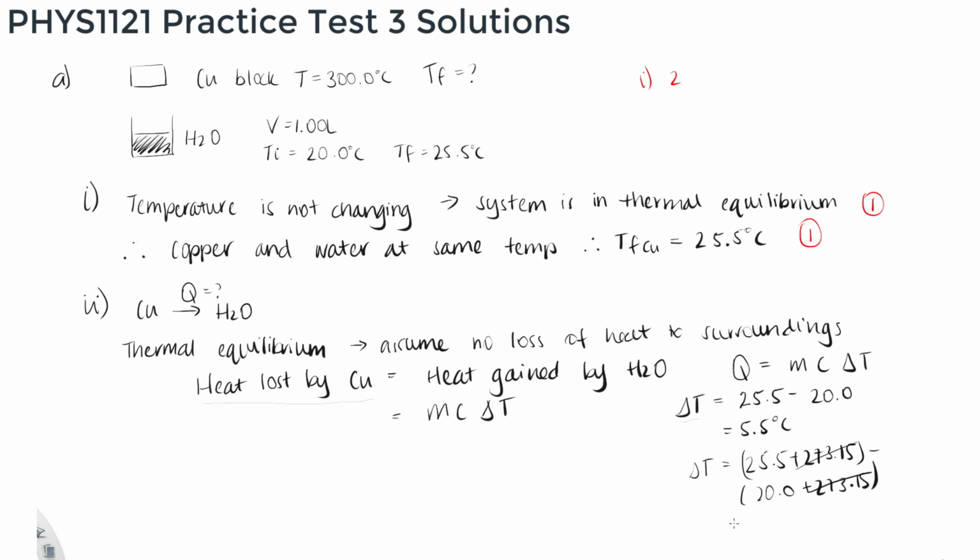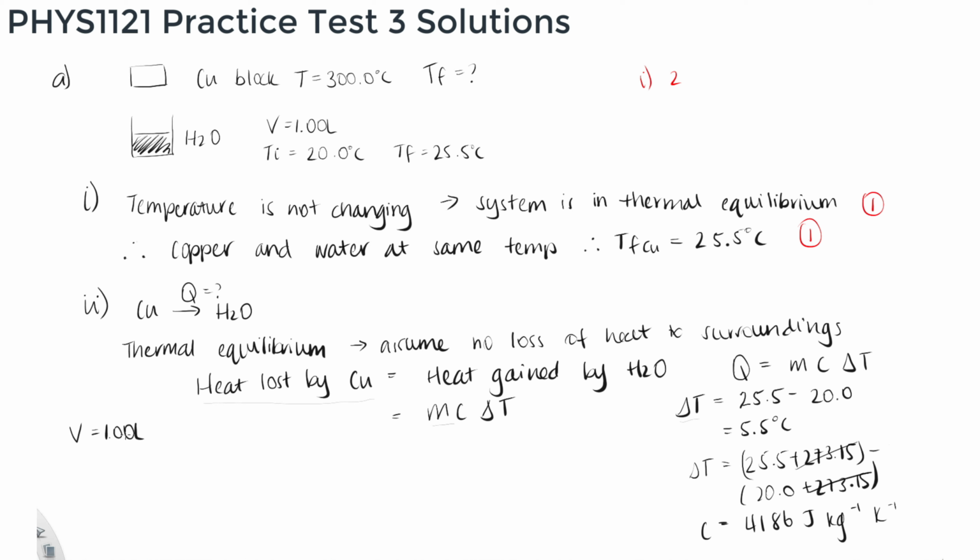From your formula sheet, and from the table that was given in the question, we know what the specific heat of water is. It's 4186 joules per kilogram per Kelvin. All we need to know now is what's the mass of the water. Well, what were we told with the water? We weren't told the mass, but we were told something. We were told the volume.